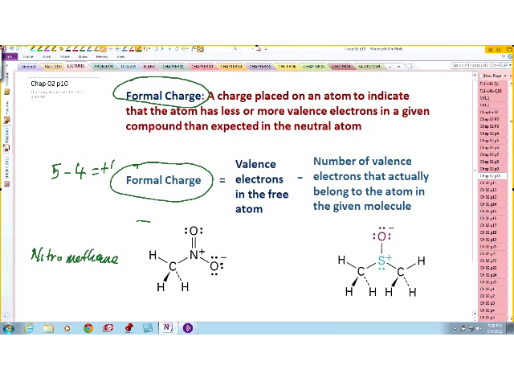Because it is only 1, you don't need to write the 1. Just place plus. If you just say plus, we know that is plus 1. Okay, that's how you arrive at the formal charge. And that happens whenever you have a molecule in which atoms obey the octet rule, but they do not obey the valence rule. Yes? Okay.